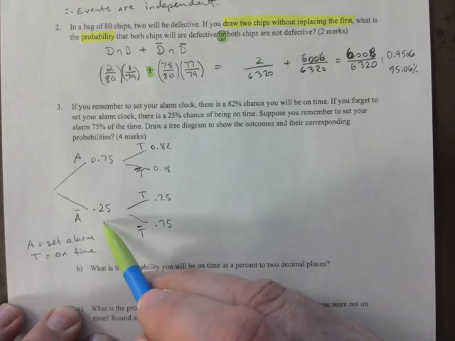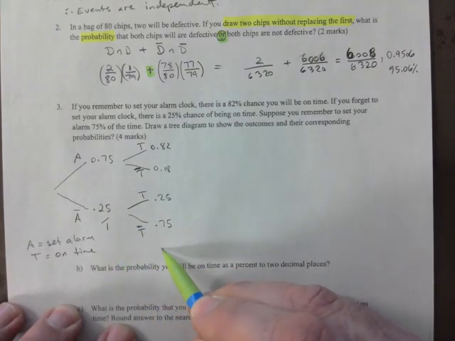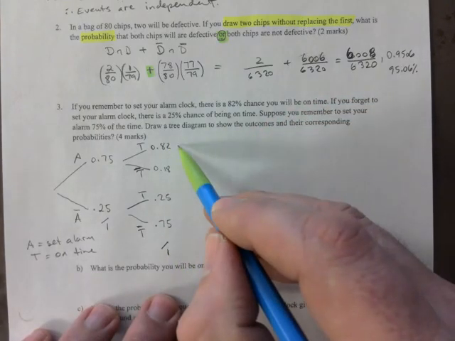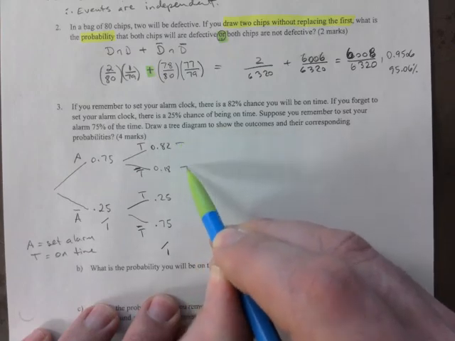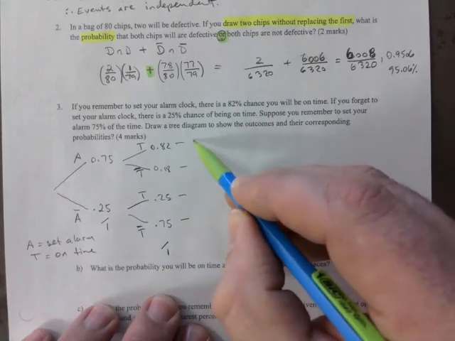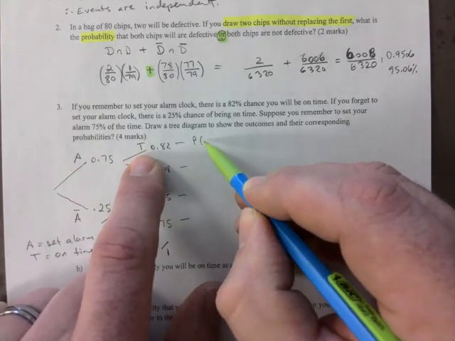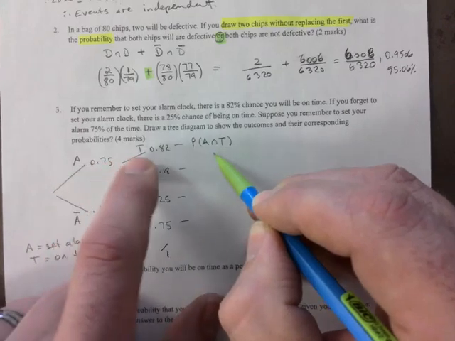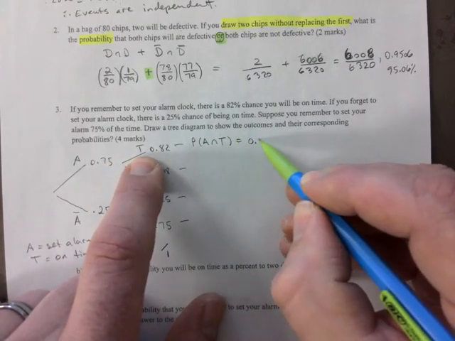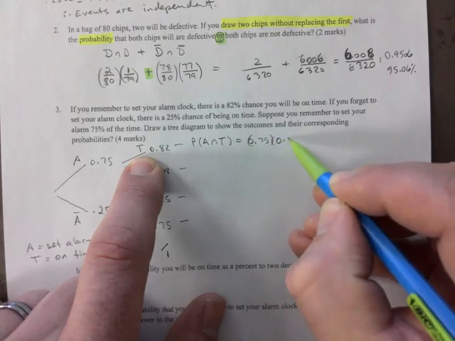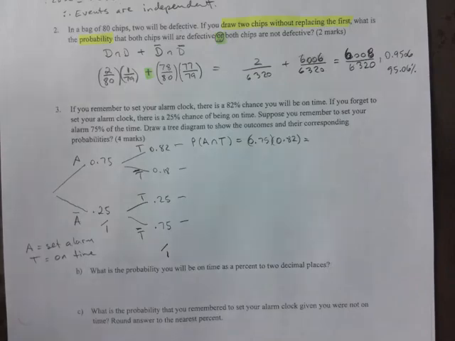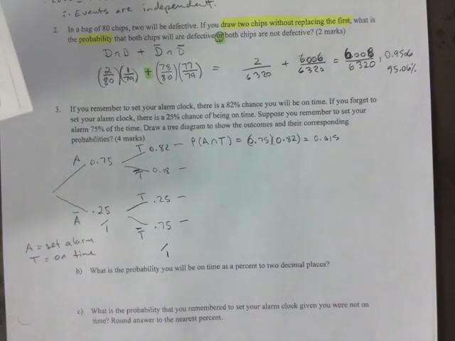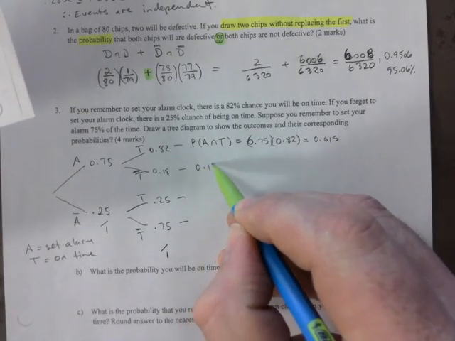Okay, I will give you 1 mark for the first, another mark for having these all correct, and then I want you to have the corresponding probabilities combined. Technically, when you do the first one, you don't have to have this part. I just need you to understand you're finding the probability of setting your alarm and being on time, which is 0.75 times 0.82. I calculated them already, so this is 0.615, 0.135.